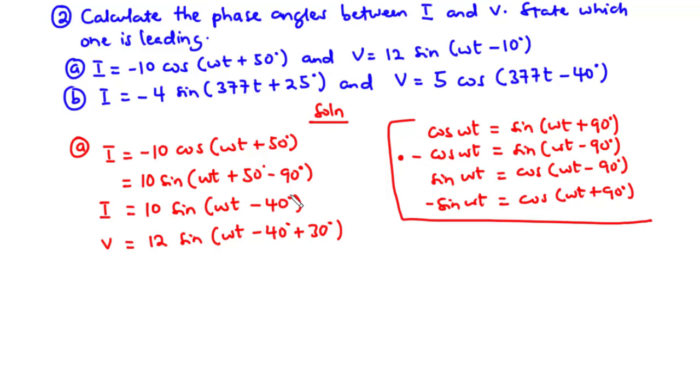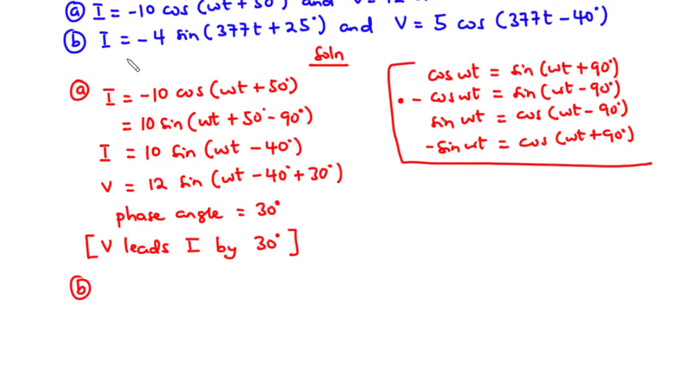Now we have negative 40 here. We also have negative 40. The phase angle between the two signals is 30 degrees. So we have the phase angle between the two signals to be 30 degrees. And because this phase angle is positive for V, then we say that V leads I by 30 degrees. So V leads I by 30 degrees. Now let's move on to B.